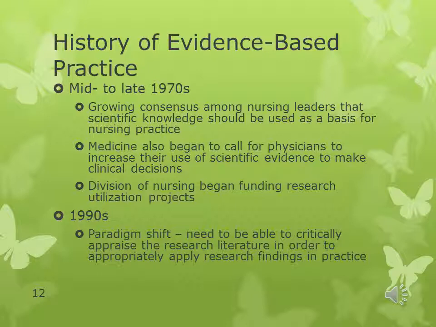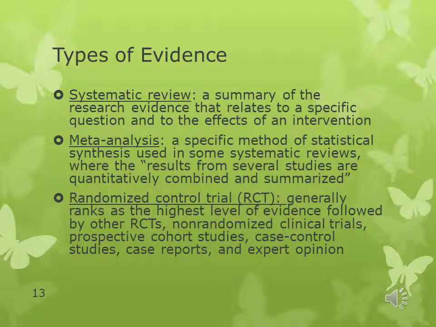What we have here is just a breakdown of the different types of evidence that you are likely to find, or the ways that it has been gathered. And so there's the systematic review, the meta-analysis, and then of course the strongest one is the randomized controlled trial.